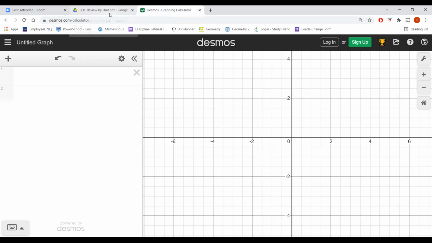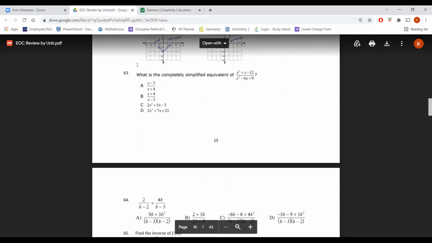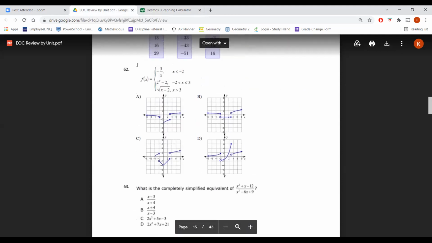Okay, we're going to hop back in the unit and look at problem 62. So piecewise functions, if you are comfortable looking at piecewise functions on the graphing calculator because you've learned how to graph them there, and that's what you would rather do, that's fine. But you can also graph them on Desmos. So I'm going to go ahead and show you guys how to do that with the limited domain.